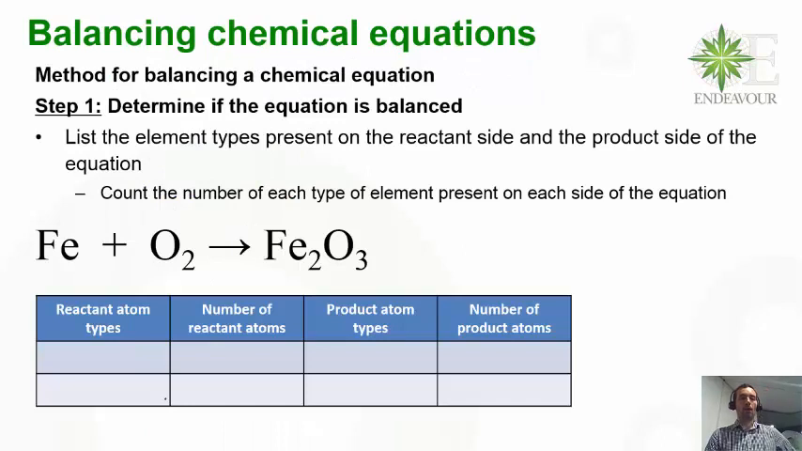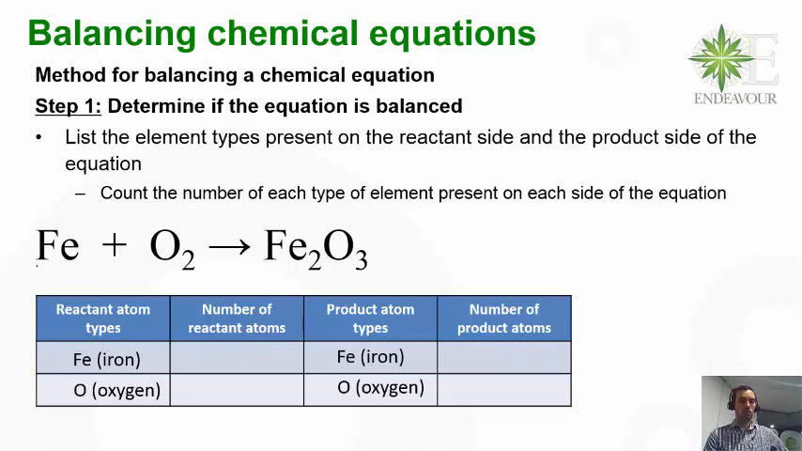Okay, so we're going to practice step 1 now for the chemical equation we see here to determine if the equation is balanced. These tables that I've got in the slides are quite handy. It's basically just working out what each type of atom is on the reactant side and the product side, and then counting the number of those atoms. On both sides of the chemical equation, we've got iron atoms, Fe, and oxygen atoms. You can see that inputted into the table here. The next thing to do is to count the number of each type of atom present.